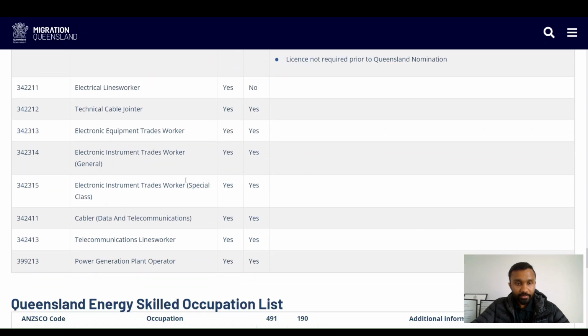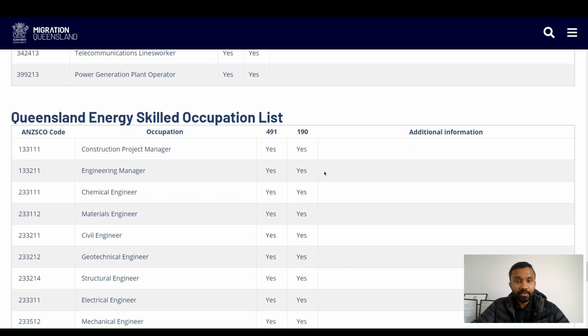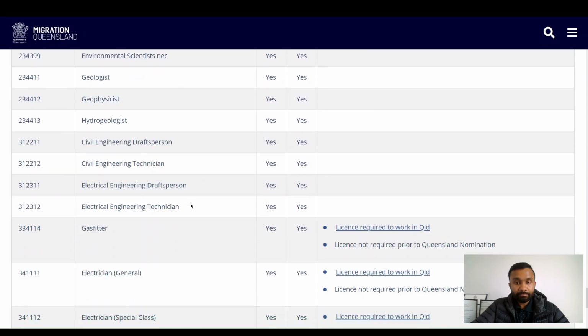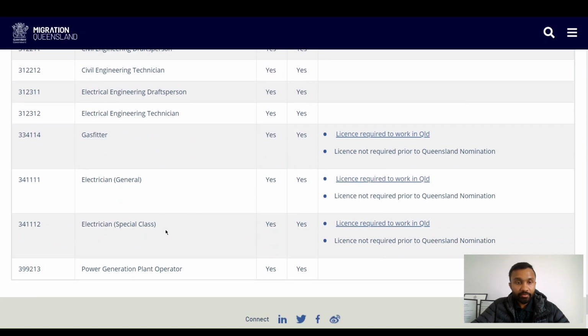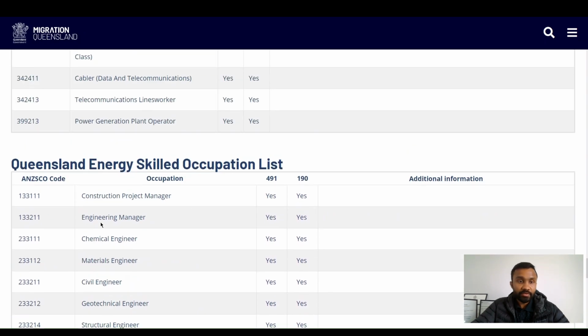There are some other occupations mentioned here as well. Now let's look at Queensland's energy skill occupation list. The energy sector, they are prioritizing it. They're very interested in energy workers. Under that list, you have construction project manager available for both 491 and 190. A number of engineering occupations are mentioned here. Gas fitter, electrician, power generation plant operator are available for both the 491 and the 190 visa.